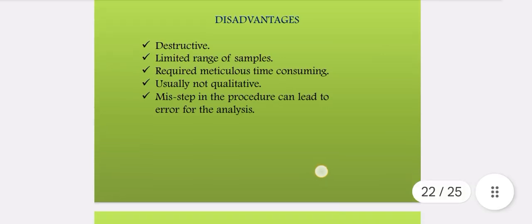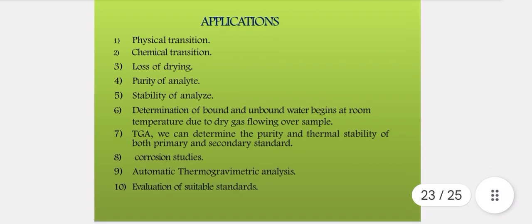The applications are physical transition, chemical transition, loss in drying, purity of analyte, stability of analyte, and the determination of bound and unbound water, which begins at room temperature. TGA can also determine purity and thermal stability, of both primary and secondary standards. Then we can study corrosion. Automatic thermogravimetric analysis can also be performed, and lastly, evaluation of suitable standards.